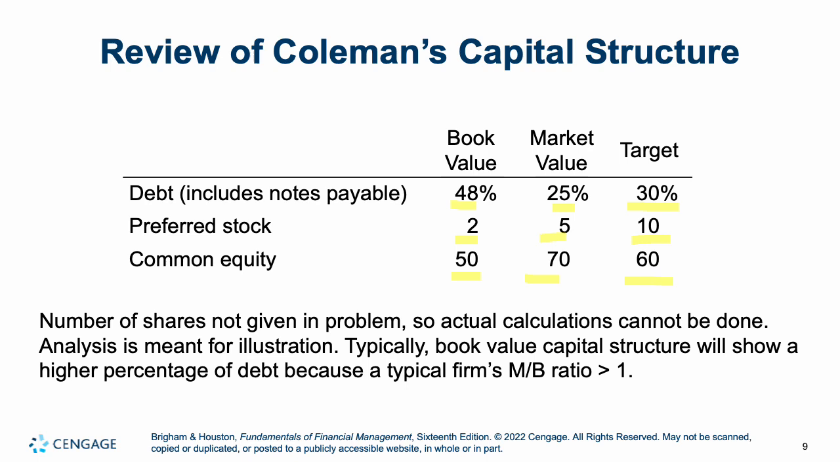Since the number of shares isn't given in the problem, we can't do the actual calculations. It was just an illustration. But typically, your book value capital structure will show a higher percentage of debt because a typical firm's market to book ratio is greater than 1. So typically the book value, or what we booked it at, is going to show a higher percentage of debt than the market one. But they're just showing you that it does differ between book value, market value, and what our target capital structure is as well.